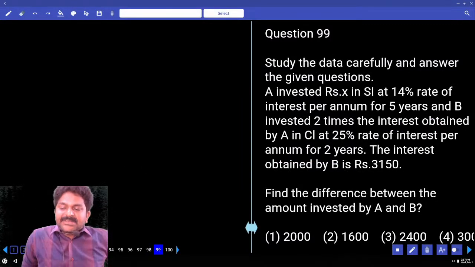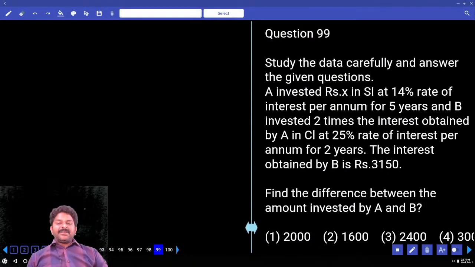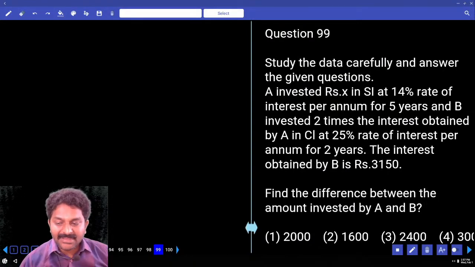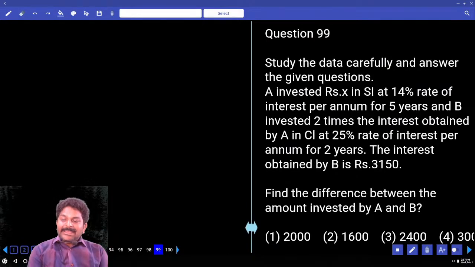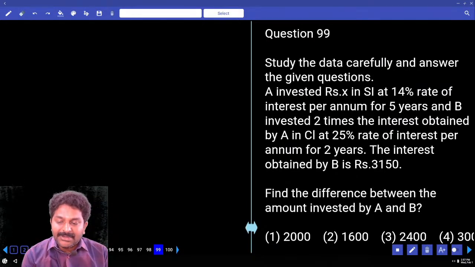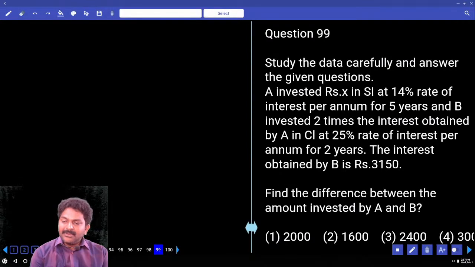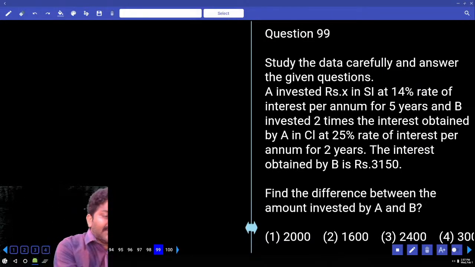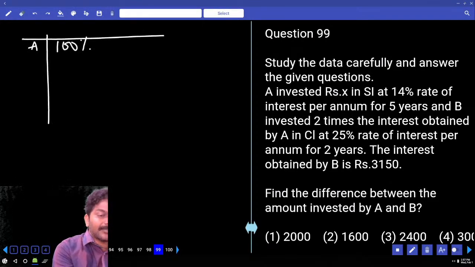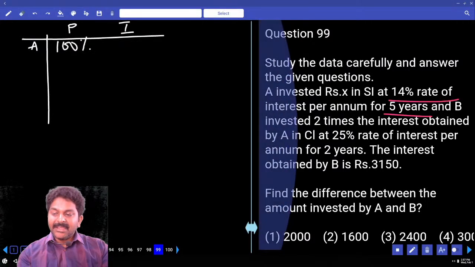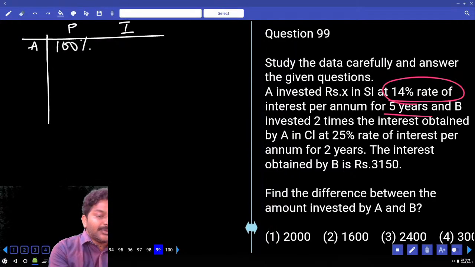A invested x rupees in simple interest at 14% rate of interest per annum for 5 years. B invested 2 times the interest obtained by A in compound interest at 25% rate of interest per annum for 2 years. The interest obtained by B is 3150. Okay. Now let me say A's principal is 100%, and he invested it for 5 years at 14% per annum. So we will get 70% interest.